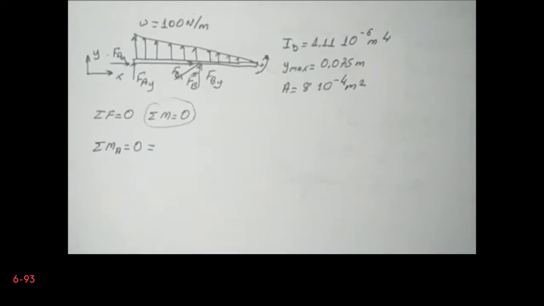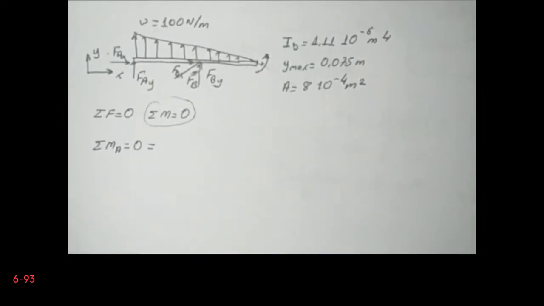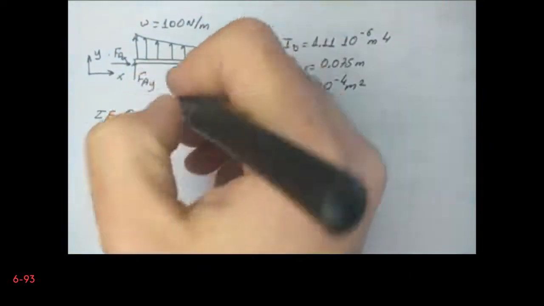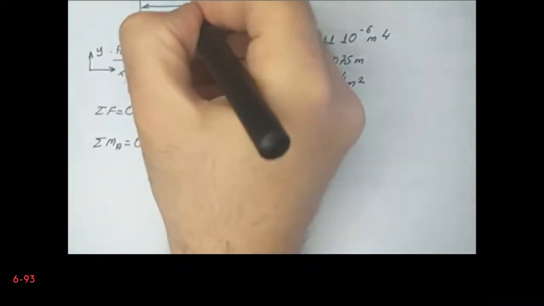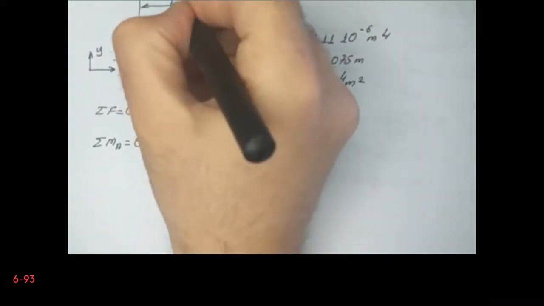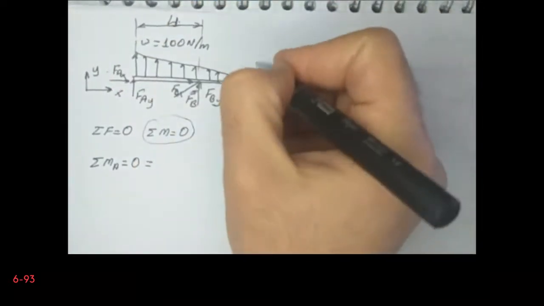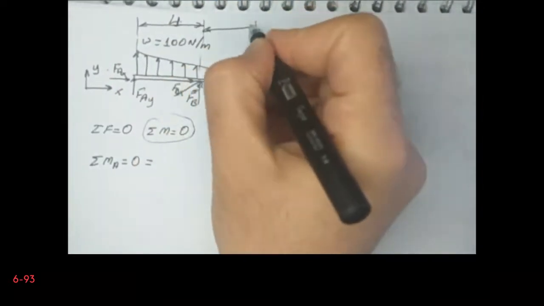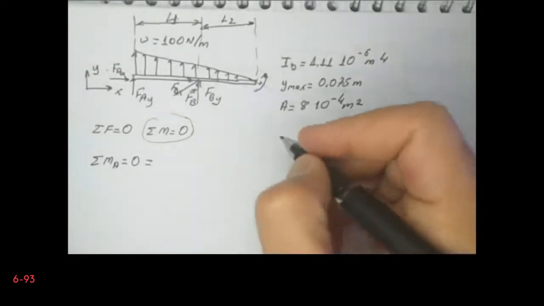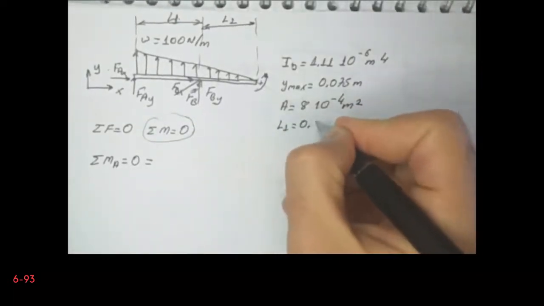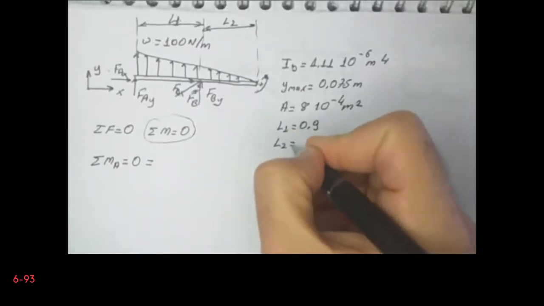So I have two lengths. Let's say that this is L1, and then I have another length here, L2. Then L1 is equal to 0.9 and L2 is equal to 1.8 meters.